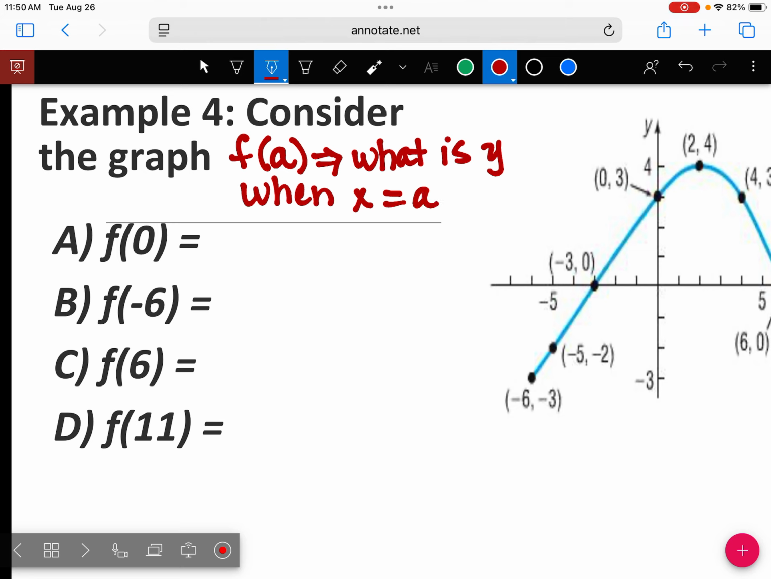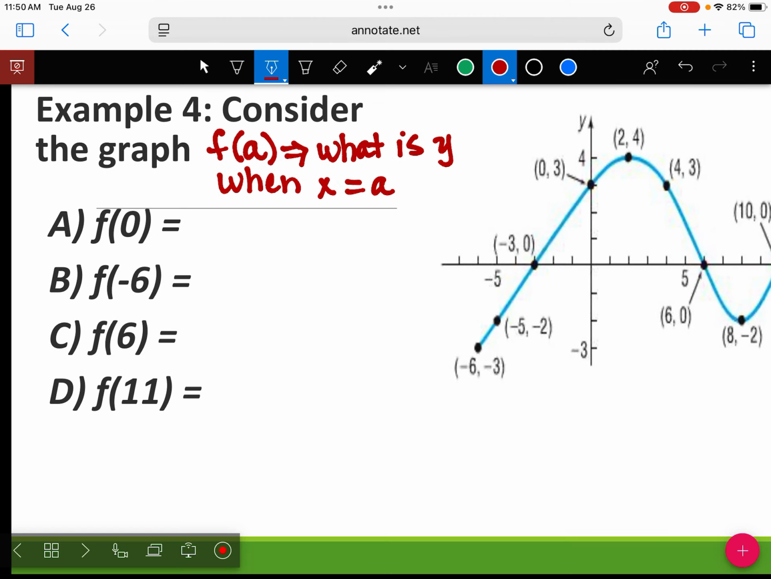So I'm looking for a number. So for A, B, C, and D, A is saying, what is your Y value when X is 0? So if you look here at our graph, when X is 0, what is Y? 3. That would be your answer to part A.